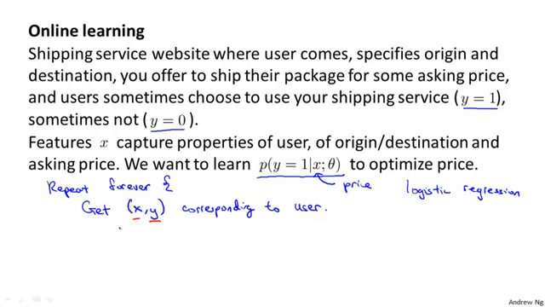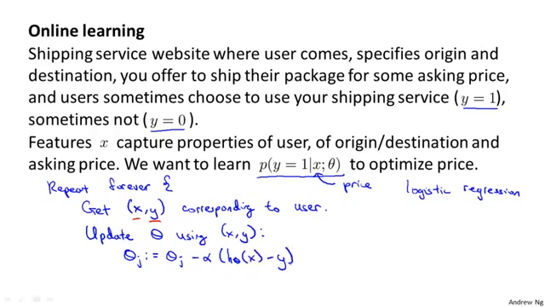Once we get this (x, y) pair, what an online learning algorithm does is update the parameters theta using just this example (x, y). In particular, we will update theta_j as theta_j minus the learning rate alpha times my usual gradient descent rule for logistic regression. We do this for j equals 0 up to n, and that's my closed curly brace.